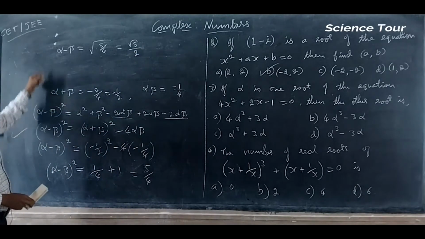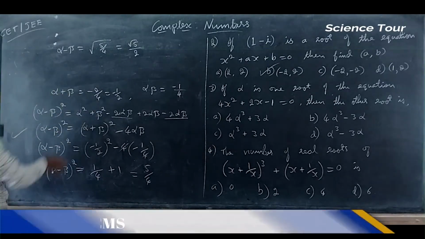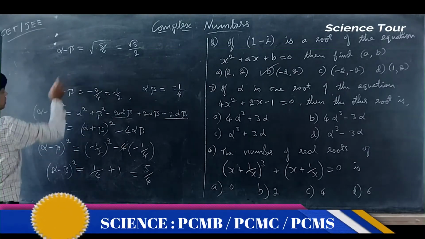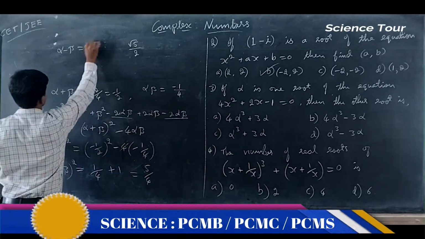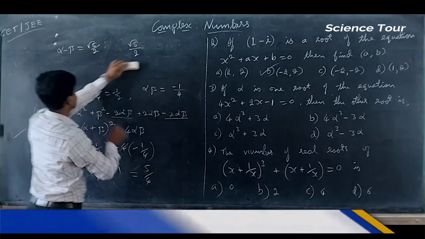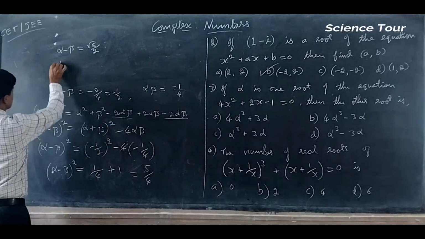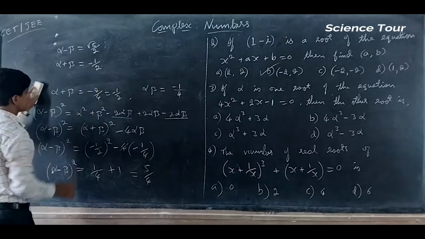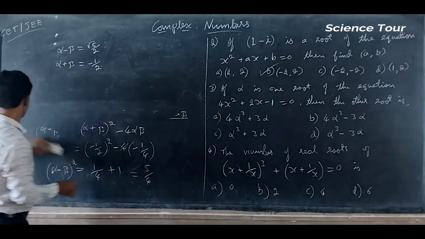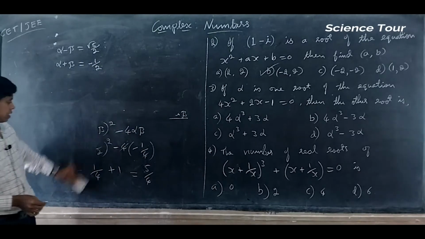Now look at this. We have these two equations. One equation is alpha minus beta, that's equal to root 5 by 2, and then alpha plus beta, that is minus 1 by 2. So we are left with only these two things and continue with them.